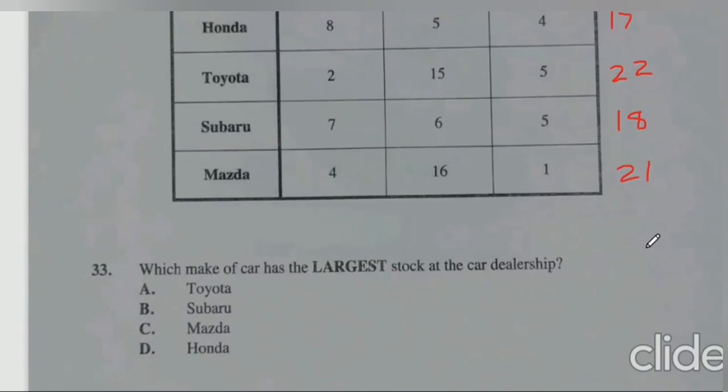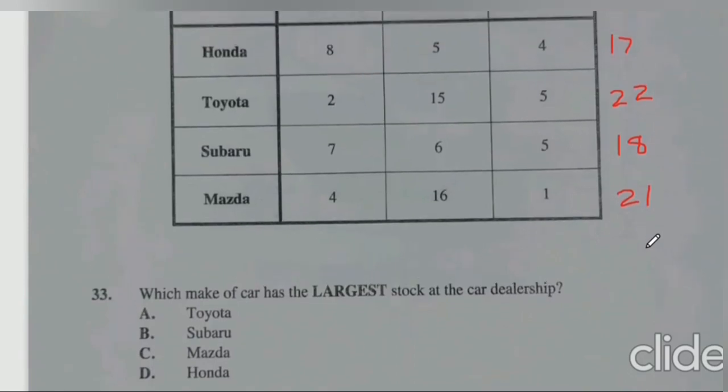Which make of car has the largest stock at the car dealership? So you see now, which of these cars, the Honda, the Toyota, the Subaru, or the Mazda, which of them has the most cars there? And we can see it would be Toyota. Toyota has 22 cars, which is greater than the others, so our correct answer here would be A, Toyota.